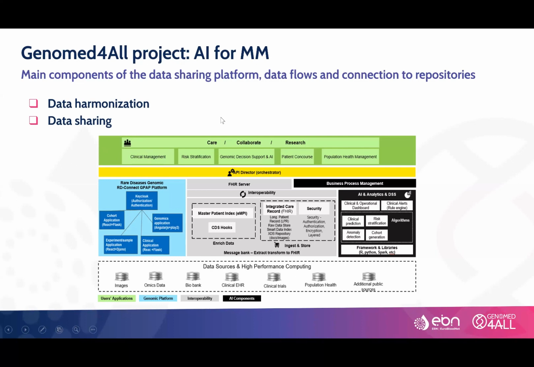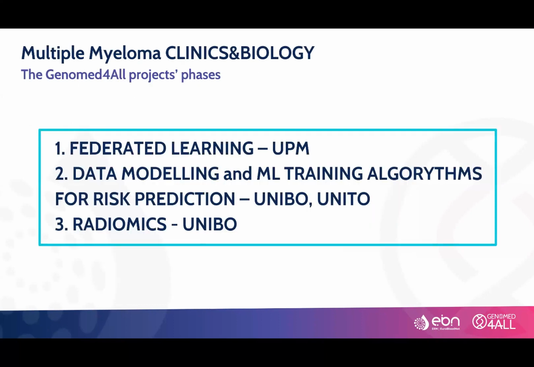We have started from data harmonization, since the origin of the data is very different. So in order to manage this huge amount of data coming from very different origins, a data harmonization phase was required first. Next, we can summarize the phases of the project in three main tasks regarding the multiple myeloma use case. The first is dedicated to federated learning, the second to data modeling and training machine learning algorithms for risk prediction, and the third to radiomics.